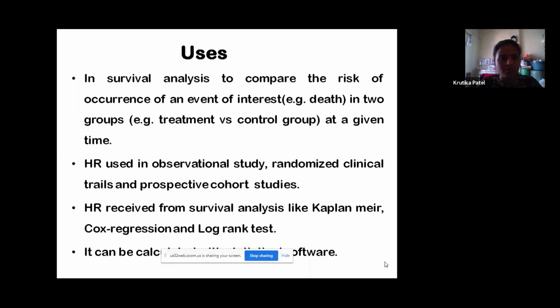Uses of hazard ratio: in survival analysis to compare the risk of occurrence of an event of interest, for example death, in two groups, for example treatment versus control group, at a given time. Hazard ratio is used in observational studies, randomized clinical trials, and prospective cohort studies. Hazard ratio is received from survival analysis like Kaplan-Meier, Cox regression, and log-rank test. It can also be calculated from statistical software.